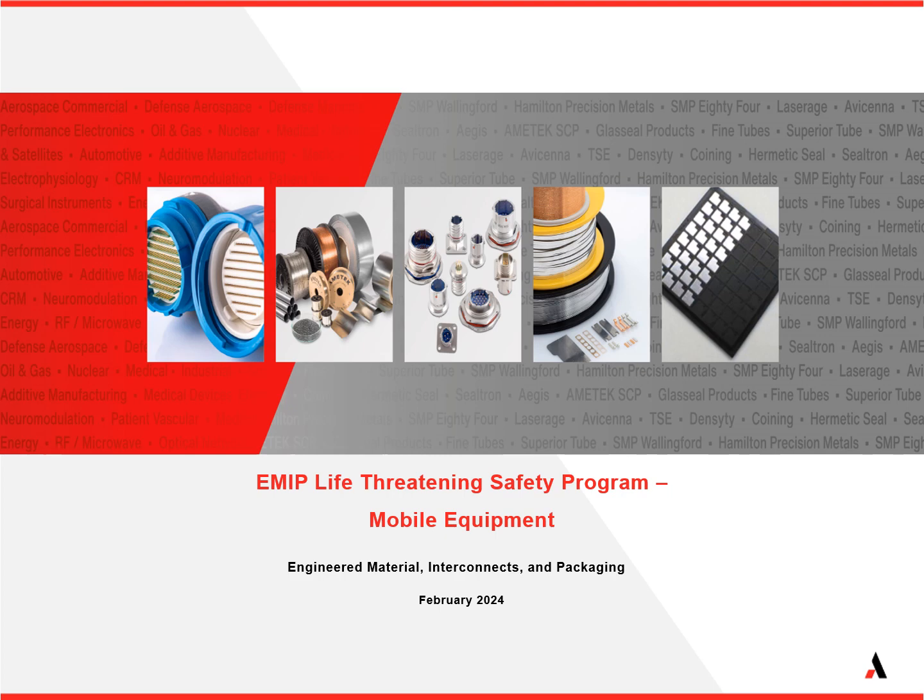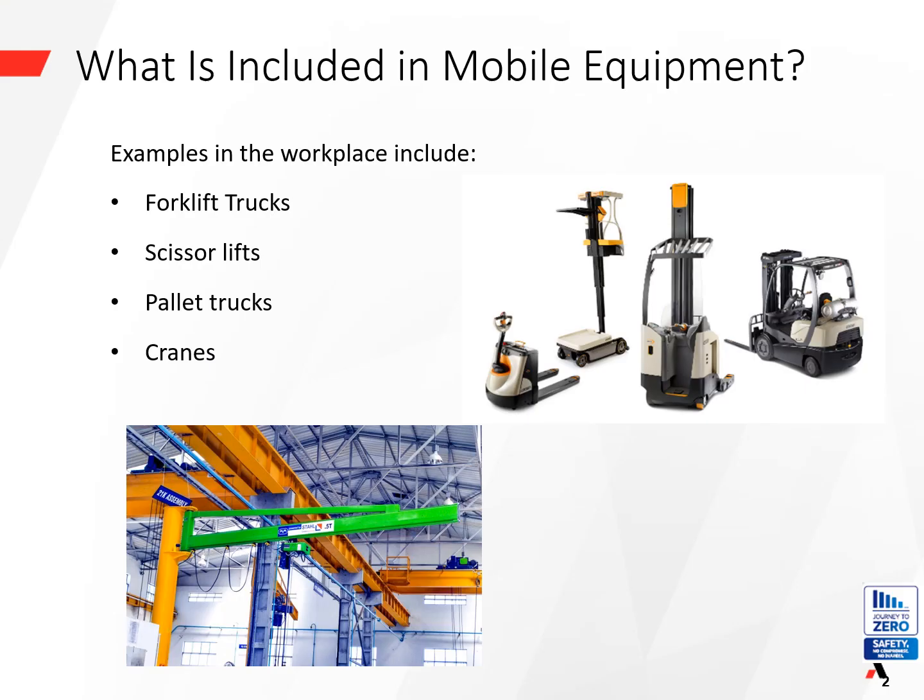This training is designed to give you a basic overview of mobile equipment. In the workplace, mobile equipment refers to a range of machinery and vehicles essential for various tasks. Examples of such equipment include forklift trucks, scissor lifts, pallet trucks, and cranes. Forklift trucks are used for lifting and transporting heavy loads within warehouses and industrial settings.